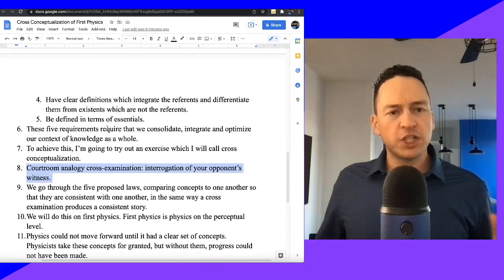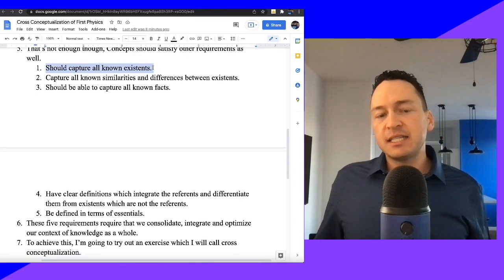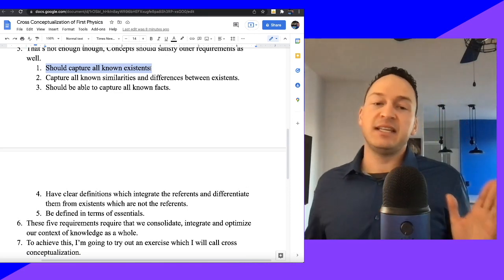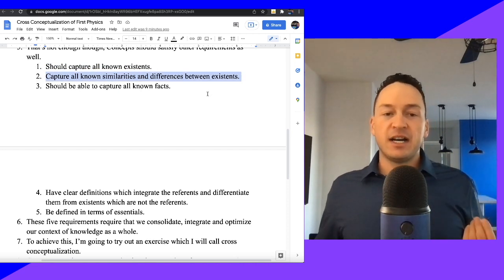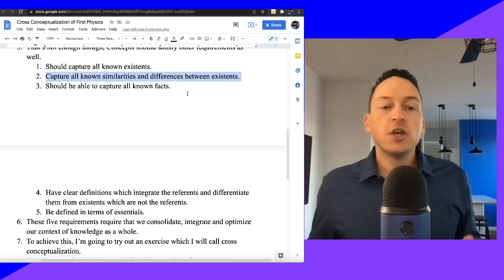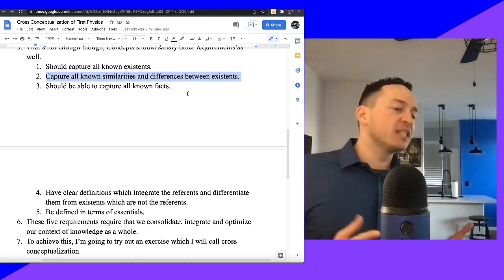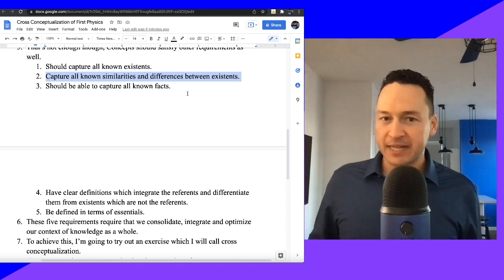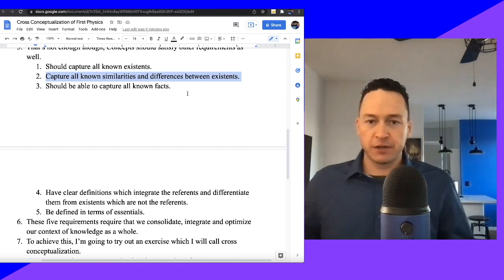We're also going to achieve a number of other things. We're going to make sure that our full set of concepts is able to capture all known existence. You're going to see how this works when I actually try it. We're going to make sure that our set of concepts is able to capture all the known similarities and differences between existence. So, for example, the classic example of this, of course, is that the common concept of selfishness doesn't allow you to capture the difference between Steve Jobs and Al Capone. They're both acting to enrich themselves, but you're not clear on the difference.